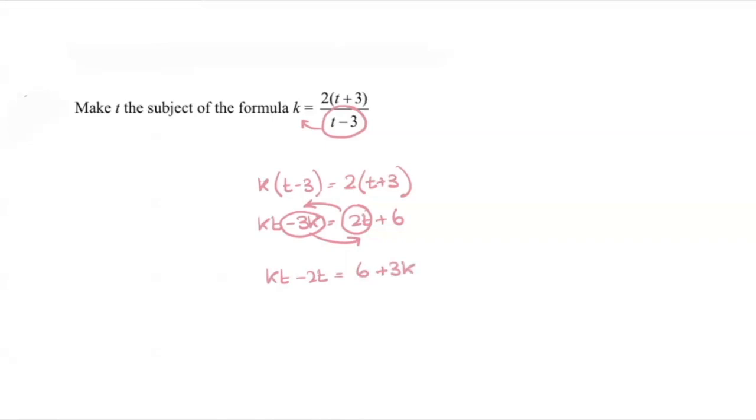Now I'm going to factorize. I've got the t in two places. Obviously, I want a single t, but because they're in both terms, it means I can factor it out. And then the k minus 2 can move and land as a divide to finish off. So t equals 6 plus 3k over k minus 2.